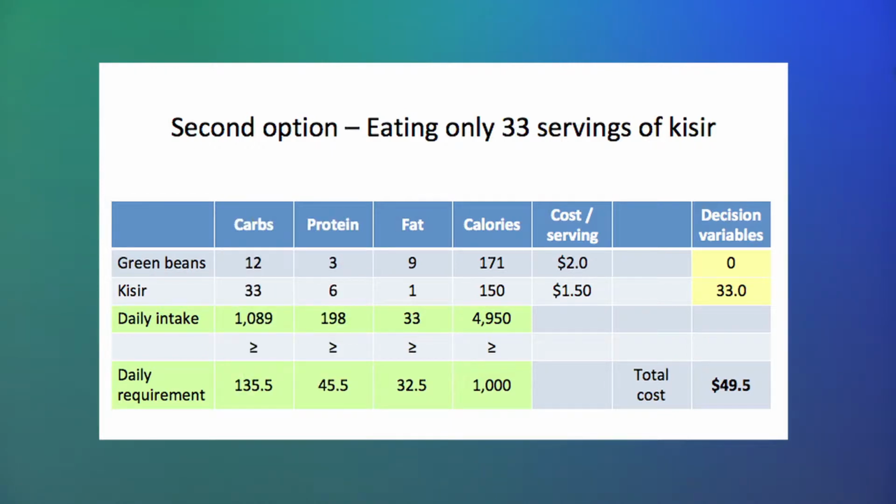Also, who can eat 33 servings of kısır? We can't really lower it, since that will violate the daily requirement for fat. Similarly, if we were to have only green beans, we will have to eat all 16 servings. Again, that's a lot of green beans. Next, we will look at how we can model this linear programming problem mathematically.